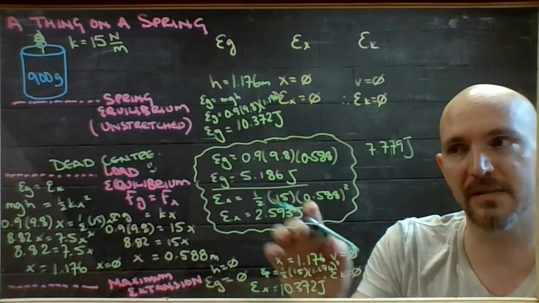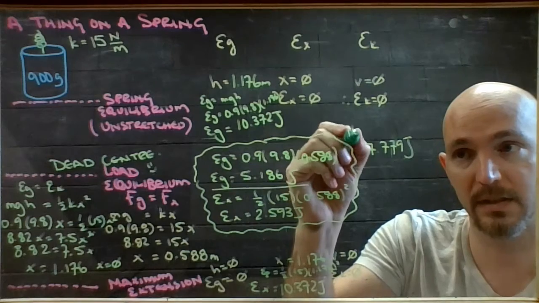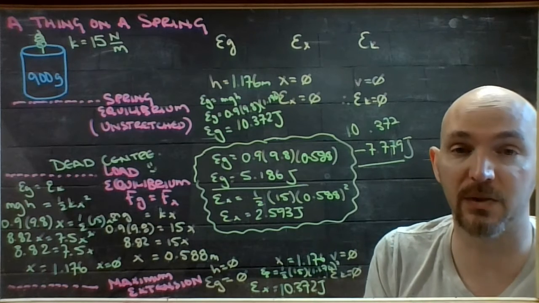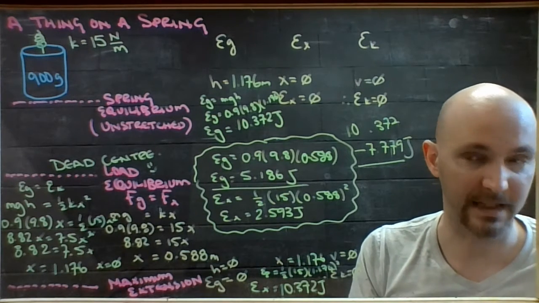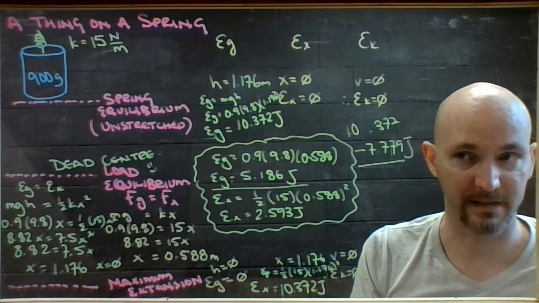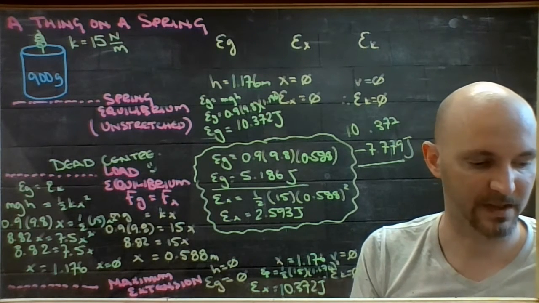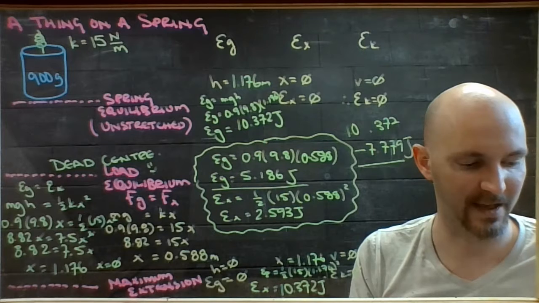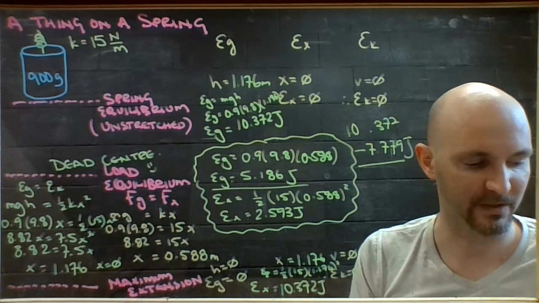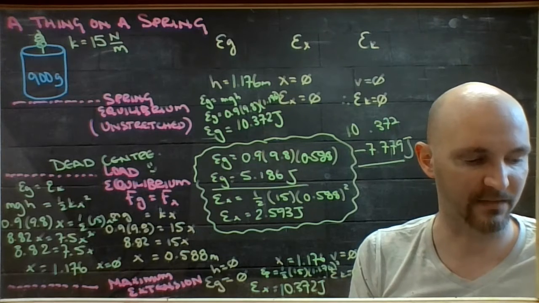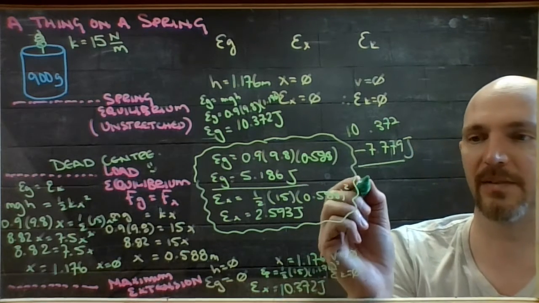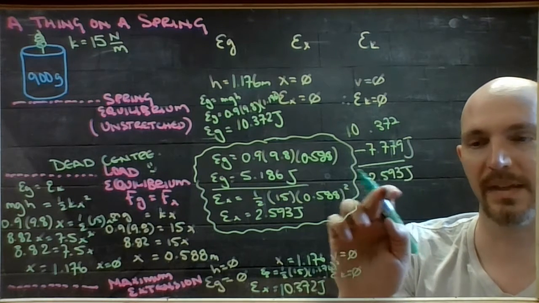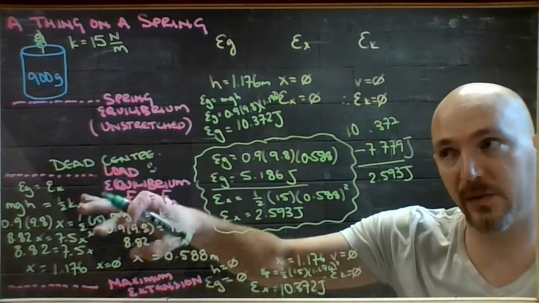So how big is that piece? Well, it's the total, 10.372, subtract whatever it is that I'm not using for stretching and being up. So if I take that 10.372 minus 7.779, I get 2.593. So this much energy is being used to allow this mass to travel.